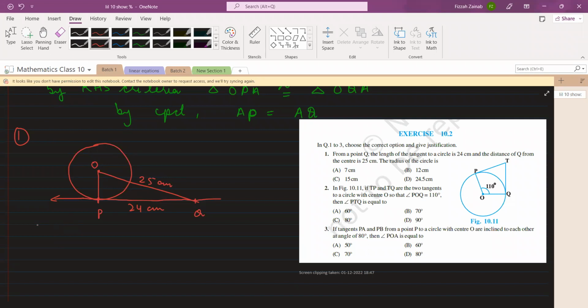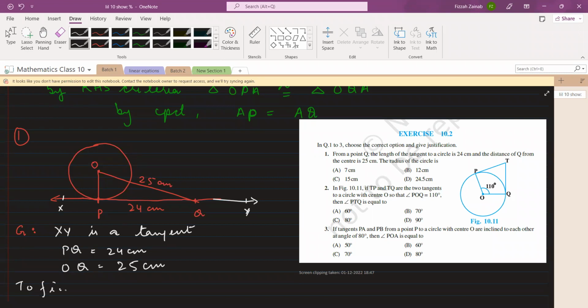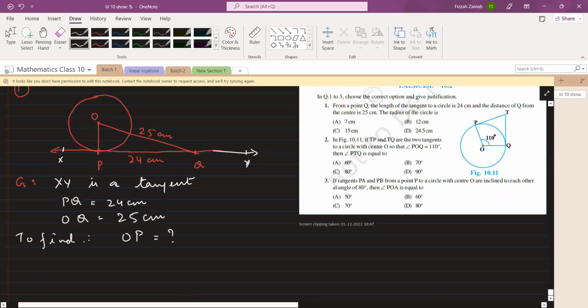Now write everything given. First of all, what is given? Name it like this, XY. So first of all, XY is a tangent. This is given. Then PQ is 24 centimeter. OQ is 25 centimeter. And to find OP. You have to find OP. Now, solution.